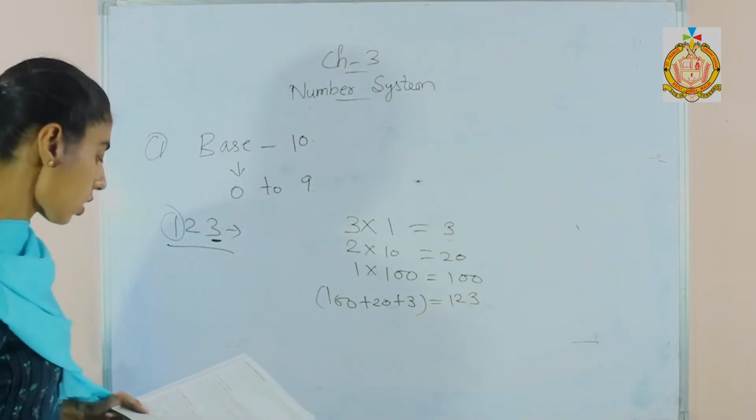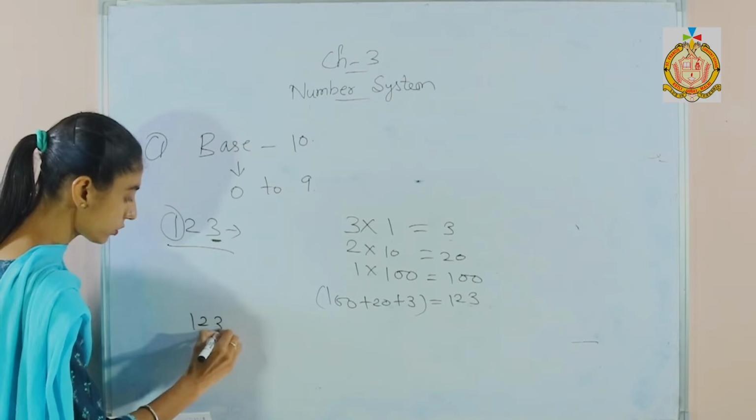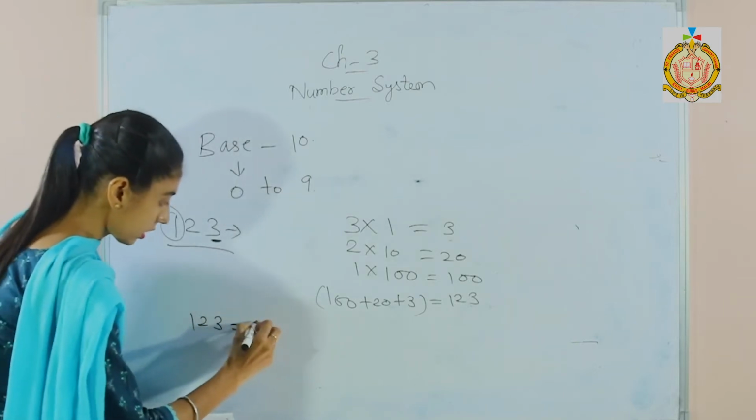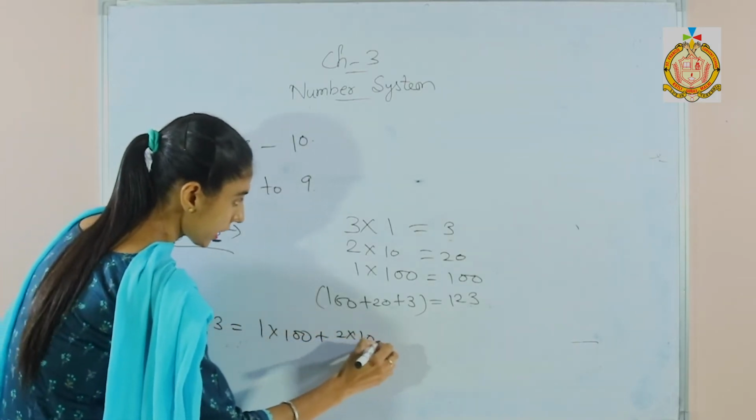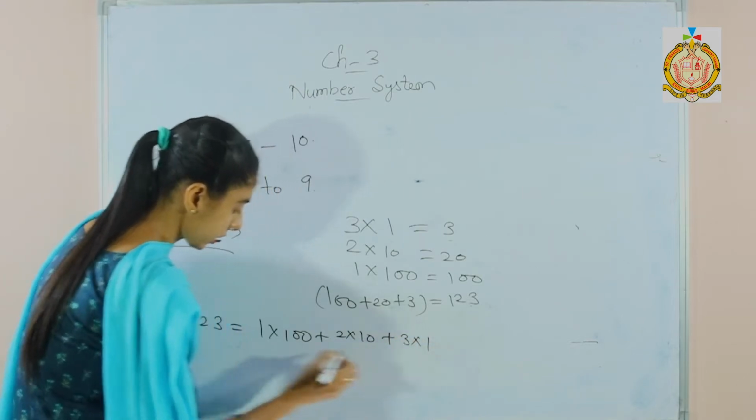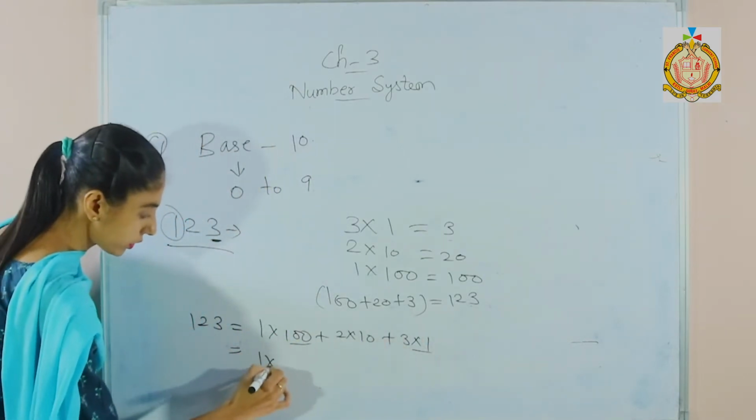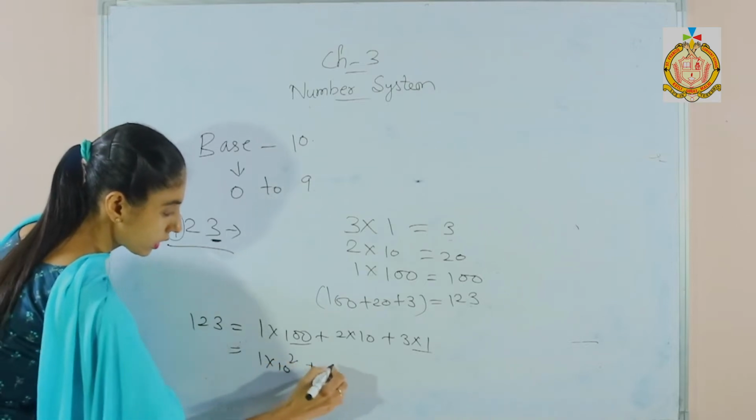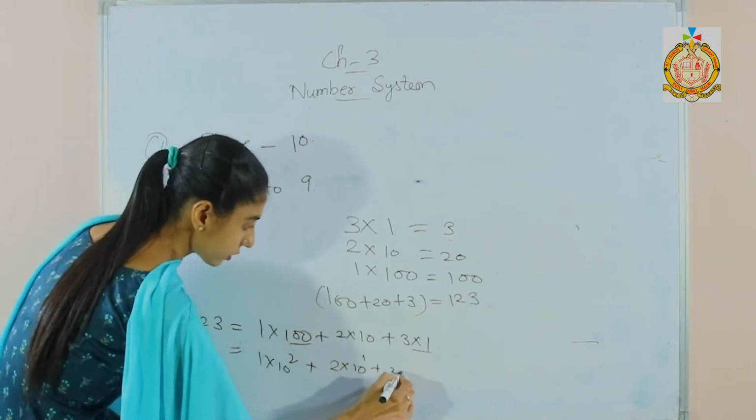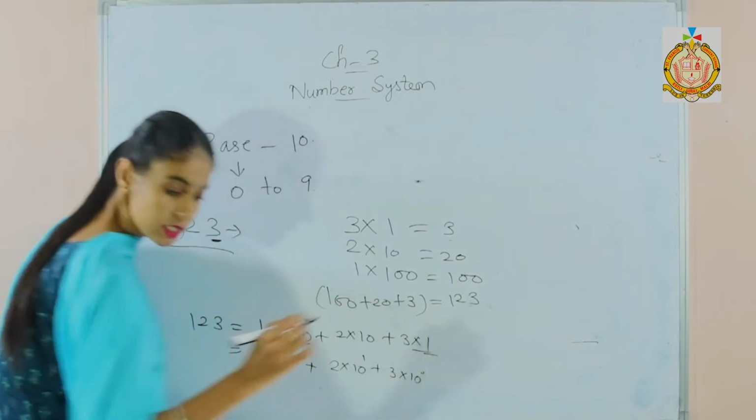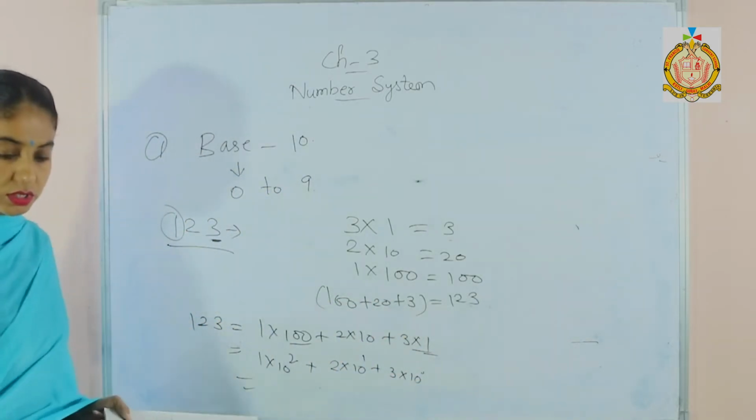And how will we solve it in the decimal number system? 1, 2, 3: 1 into 100, 2 into 10 and 3 into 1. We have to write these values in successive powers: 1 into 10 raised to power 2, 2 into 10 raised to power 1, 3 into 10 raised to power 0, because no 10 is there. So as it is, you can solve these values.